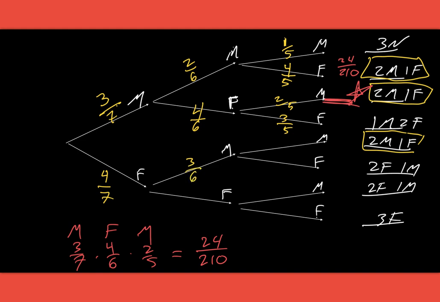3/6, because there wasn't a male yet picked, 2/6, because then that's the next male, 2/5. So it'd be 4 times 3 times 2, which is 12 times 2, which is 24. 7 times 6 times 5, which is like the other. So they all end up being, each individually, 24/210. But it can happen any one of those three ways.